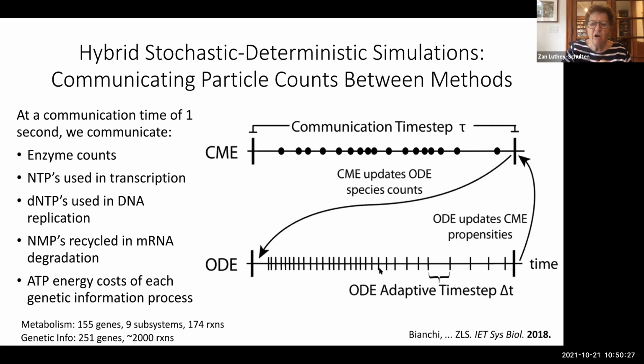The communication time, we tried out various communication times here. Which ones had the least effect on the overall answer? And that was about 1 second. So what we are communicating are the enzyme counts, the number of nucleotides, deoxynucleotides used in transcription and DNA replication, and the recycling of the mRNA and the ATP costs, right?